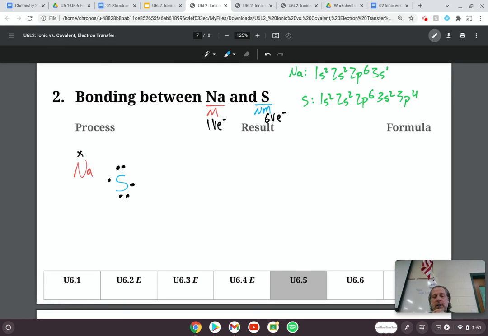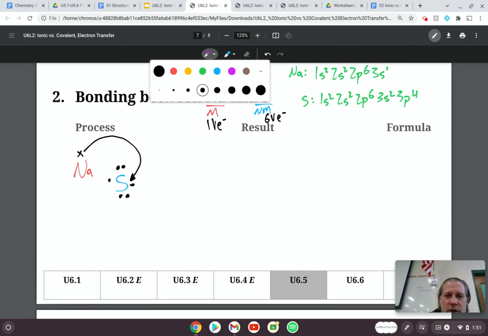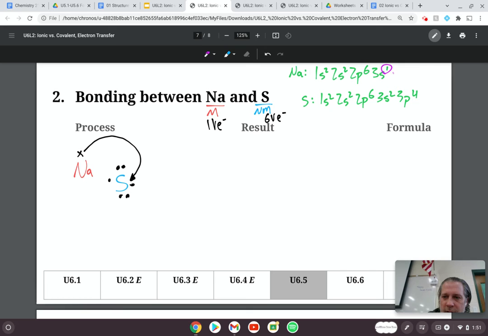And then I'm going to show that electrons are being transferred from the metal to the nonmetal. So really, this electron here is being transferred here. Okay, and up in my electron configuration, this electron here is being transferred here, and now sulfur has 3s2, 3p5.